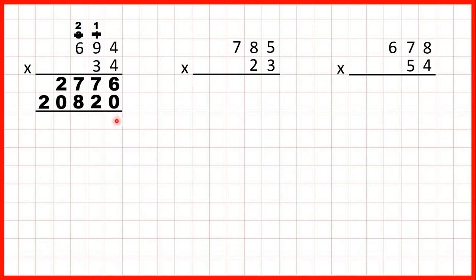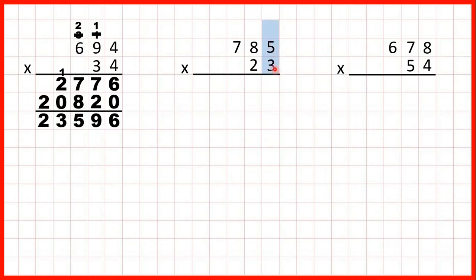So now we need to add up our answers. 6 plus 0 is 6, 7 plus 2 is 9, 7 plus 8 is 15, so 1, 5, 1 plus 2 plus 0 is 3, and nothing plus 2 is 2. So our answer to 694 times 34 is 23,596. So now we have 785 times 23.